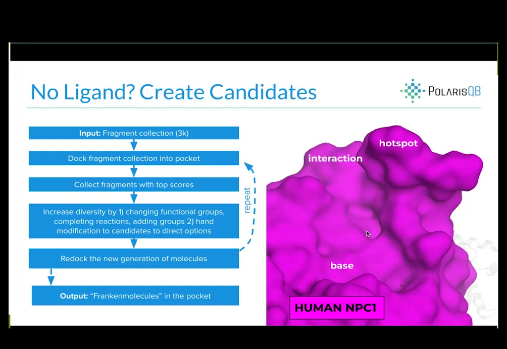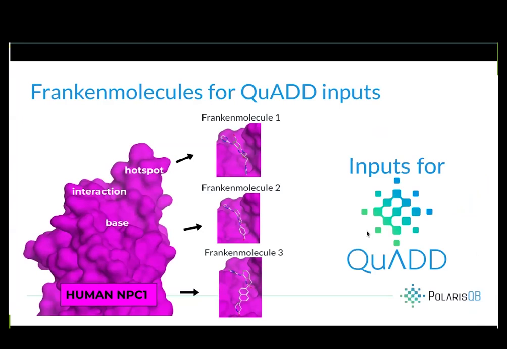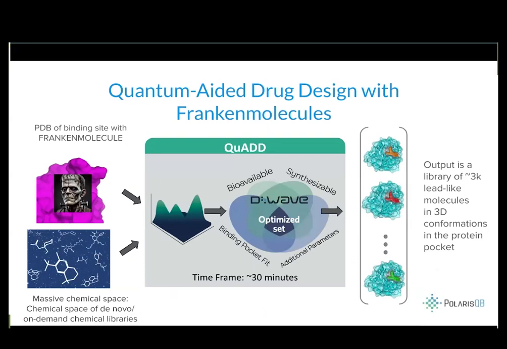We use this tool sequence. So we started with the empty protein pocket here, and then we created three Franken molecules to fit this pocket, and then we used these as the inputs for quad. So the nice thing about the Franken molecules is that we can use them as a jumping off point for design. We were able to generate a library of small molecule candidates that may be able to inhibit the interaction between the Ebola virus and the human protein.